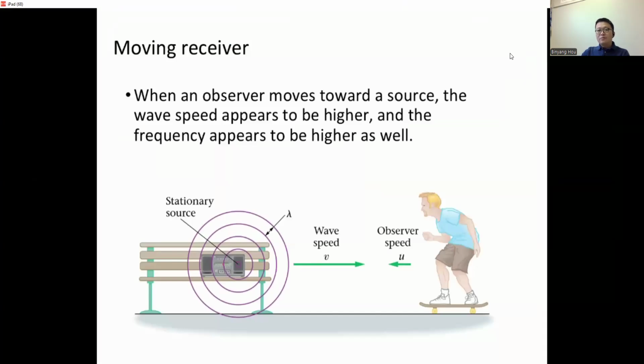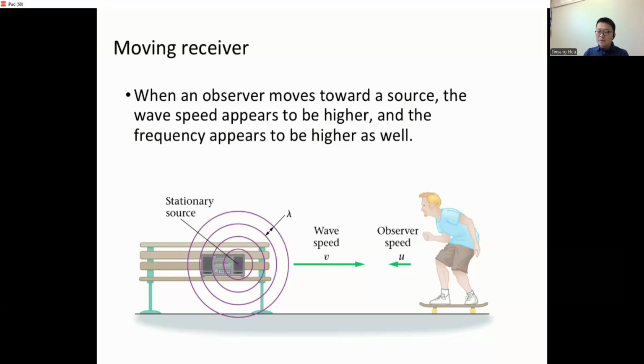Now let's take a look at when the observer is moving and the source is stationary. It will be pretty similar. When the observer is moving towards the source, the distance the observer has to travel from one peak to the next peak will be smaller. When the observer is moving away from the source, the distance the observer travels from one peak to the next peak will actually be longer.